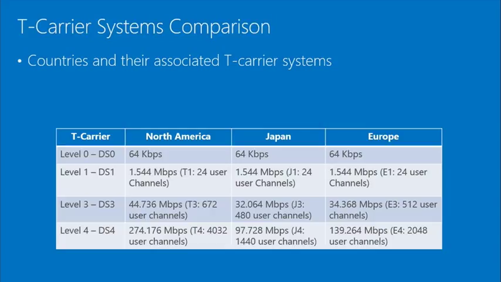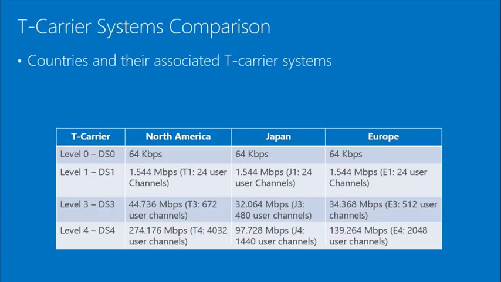The interesting thing is 24 times 64 does not equal 1544. It does not. There's a little bit of overhead, and the overhead is basically for the channel overhead managing these 24 user channels. Notice that for the T1 system, Japan and Europe are pretty much equivalent. But then when we get to T3s and T4s, the number of user channels bundled is a little bit different.